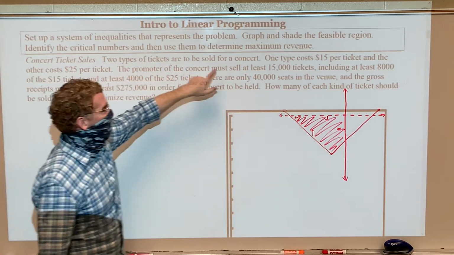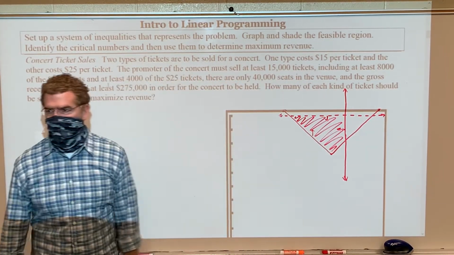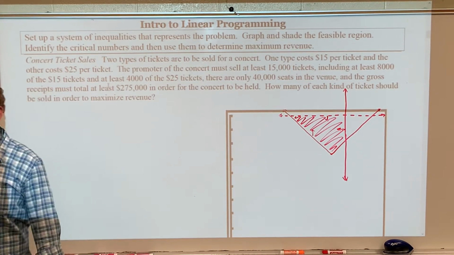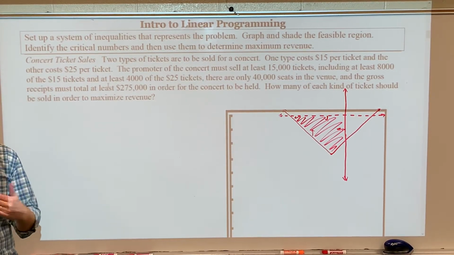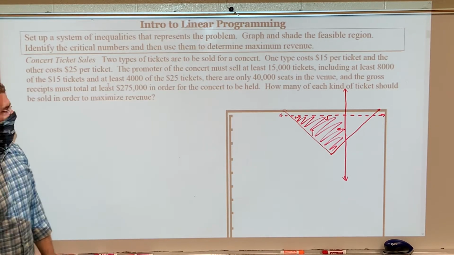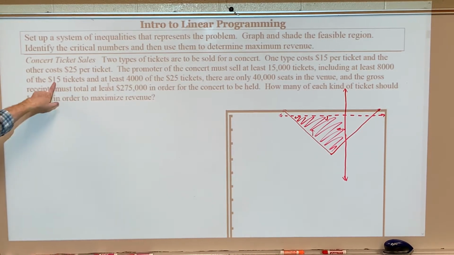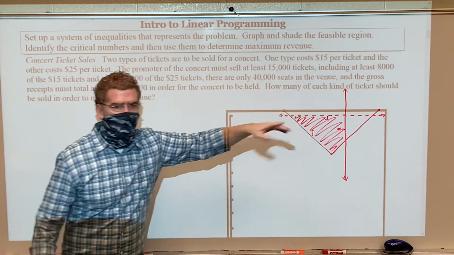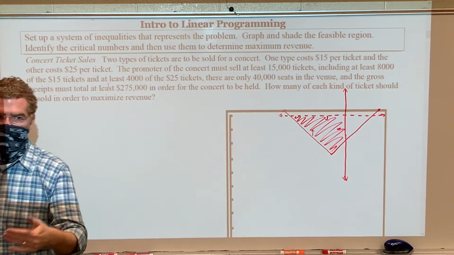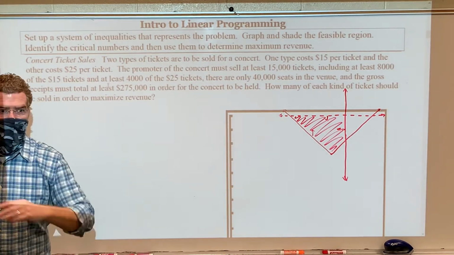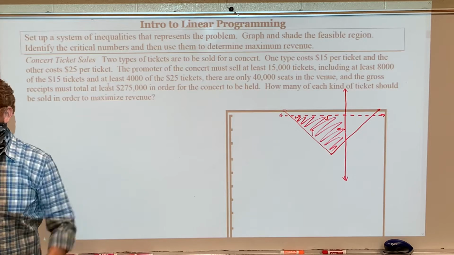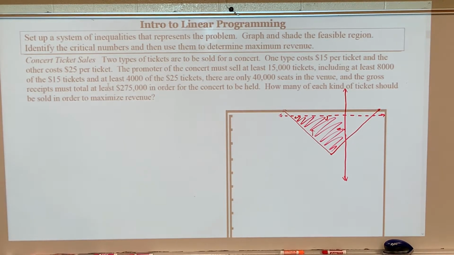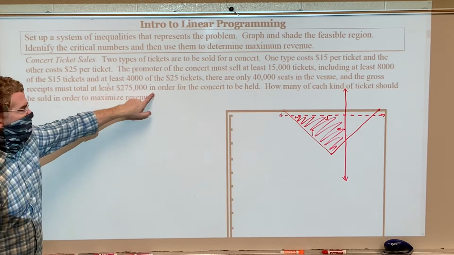Also, it says the promoter has to sell at least 15,000 tickets. So evidently the band's like, hey, we don't even play if you can't sell 15,000 tickets. That's beneath us. So he's got to sell so many. That's a condition that he might have. And it says he has to have at least 8,000 of this kind, at least 4,000 of this kind. But there's only 40,000 seats in the venue. All these things are conditions that show up in your problem that you have to find a way to create equations out of. And that may seem daunting right now, but I'll give you some strategies that make it so it's not so bad. And then finally, I've got to make at least this much money.